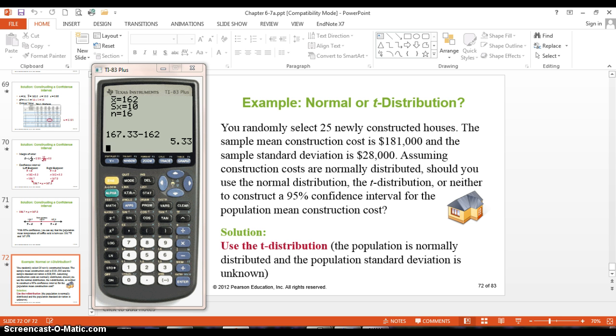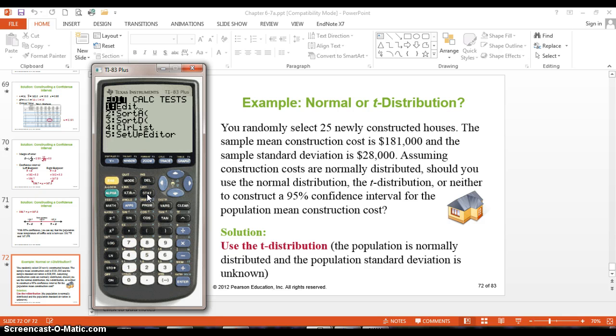Again, it's a t-distribution because we don't know the population standard deviation. We only have a sample standard deviation. So we'll go back, turn the calculator on, of course, hit the stat button, arrow over to tests, and go back to t-interval, which was 8.